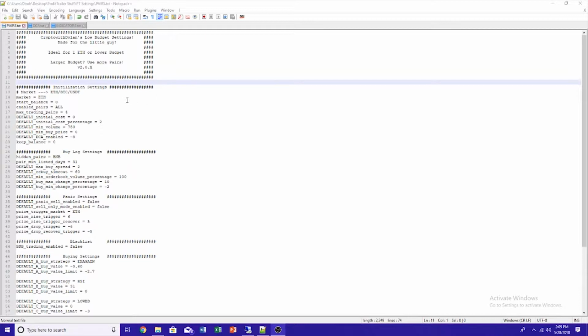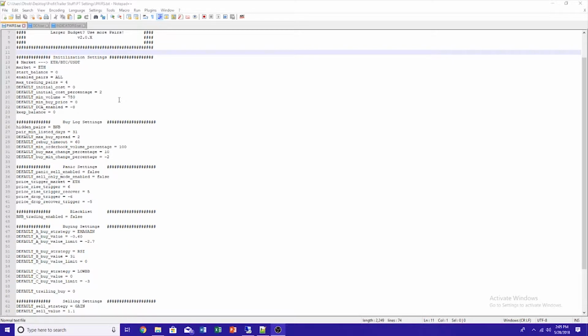So what I have here, I broke it up into sections as I spoke about. So in the initialization settings, sorry, I can't say that word. I show that you choose your market. I have these made for Ethereum. Once again, if you want any different markets, join the Discord and I'll help you set them up for Bitcoin or Tether. I don't know why you'd be using Tether anyway. That's another video for another time.